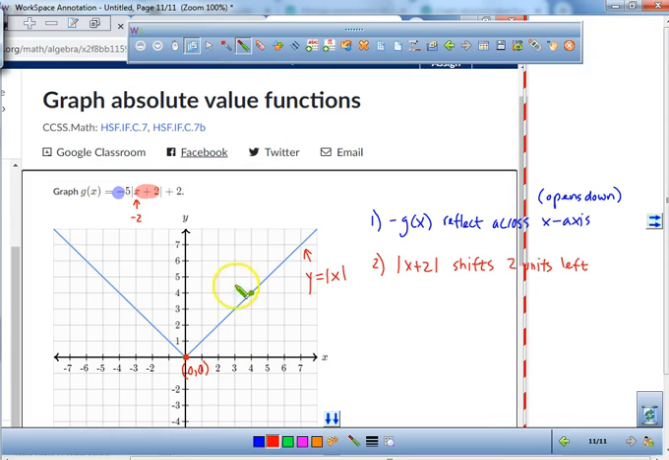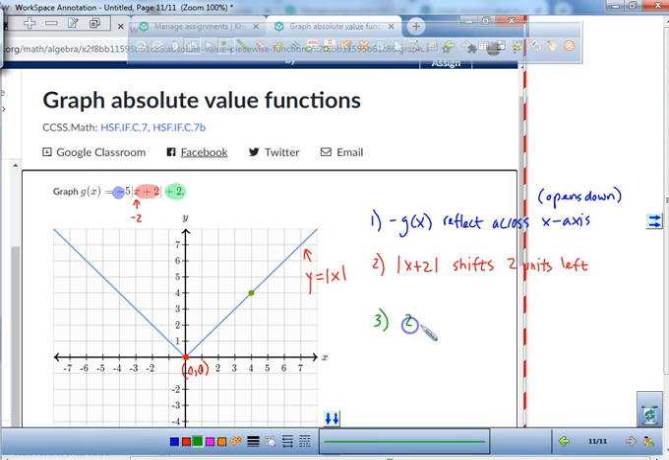Now, over here we have this positive 2. All right, and that's super easy. That means it either goes up or goes down. So that positive 2 means it's going to go 2 units up. Whatever that number is, it's either going to go up or it's going to go down. If there's nothing there, that means it doesn't go up, nor does it go down.